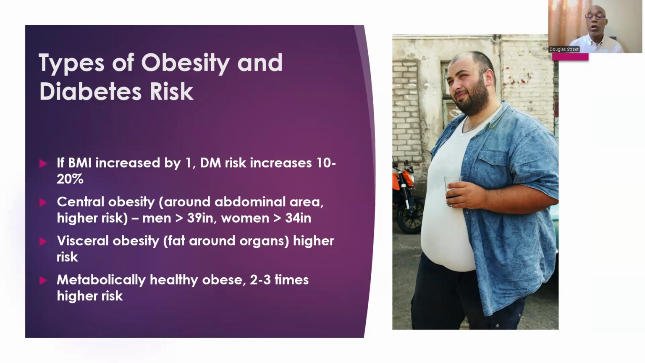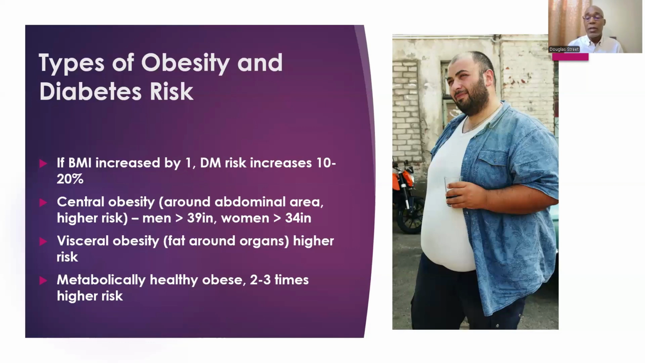There's also what we call visceral fat. And this is fat around the organs, fat around the intestines, and so on. That type of fat tends to increase the risk of diabetes as well. And this is particularly important because sometimes this type of obesity is not obvious by looking at the person.